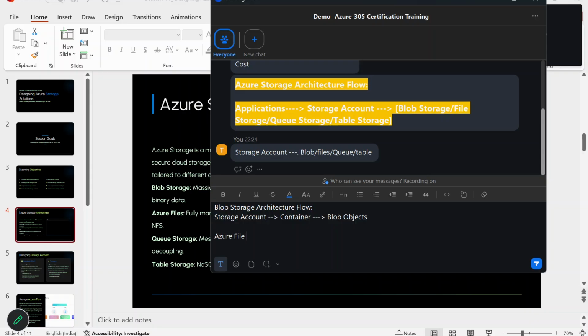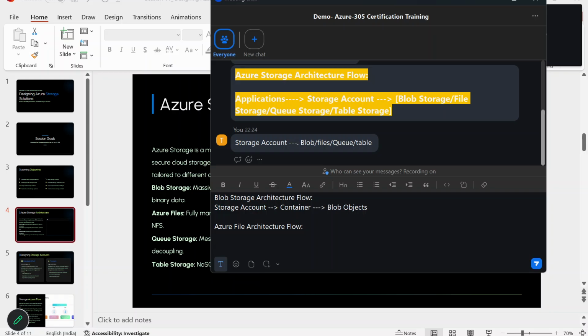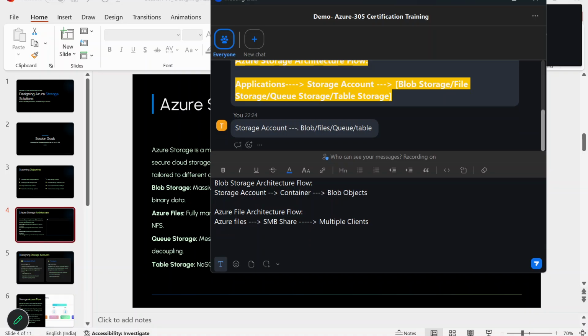What does the Azure Files architecture flow look like? It starts from Azure Files, okay, then it goes to the SMB share, then it goes to multiple clients. So this is the Azure Files architecture flow. In a real world example, the finance team, HR team, and operations team all access the same file.